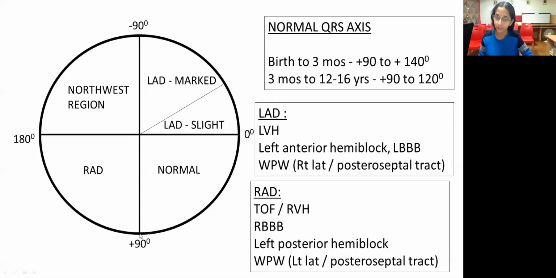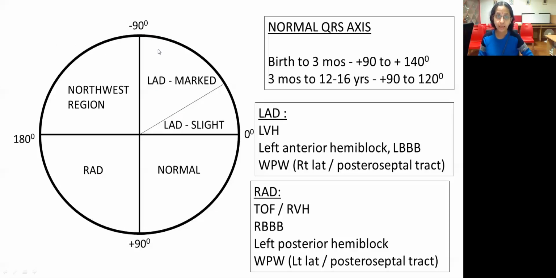However, in a younger age, as we discussed, there is RV dominance, and you can have a correlated rightward axis in a newborn, which can actually go up to 120-130 degrees, and up to 120 degrees in an adolescent. So you can have it in the right lower quadrant in younger children, and in an adult it's between 0 and 90 degrees.